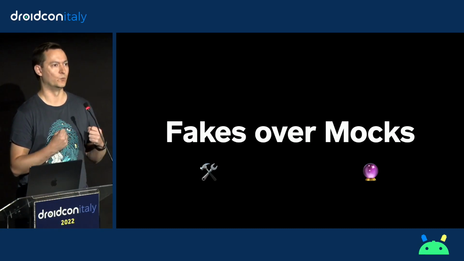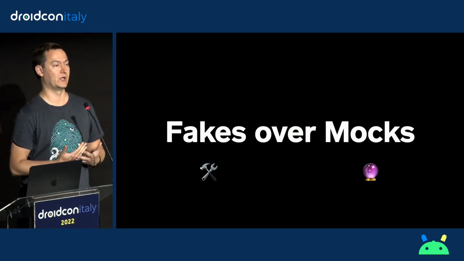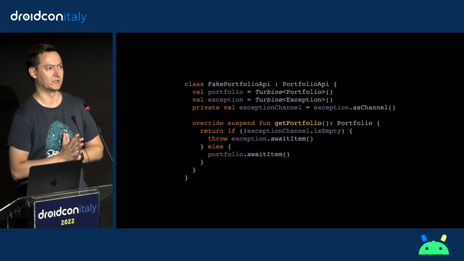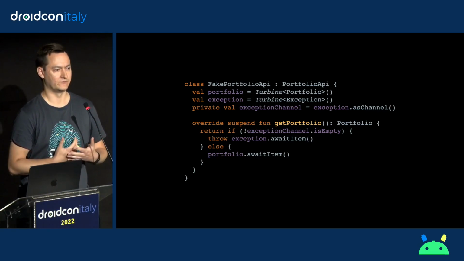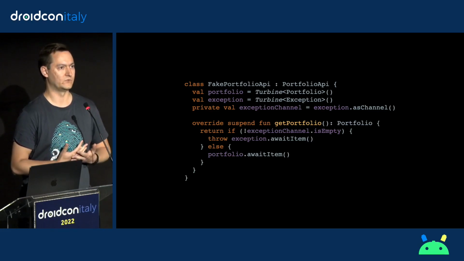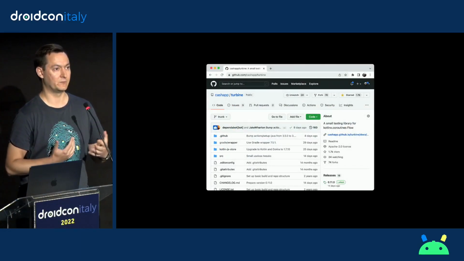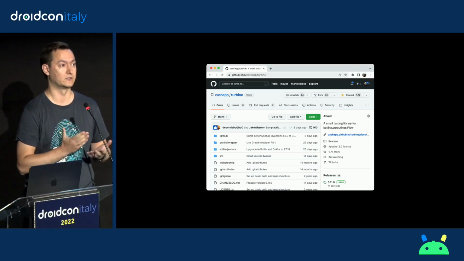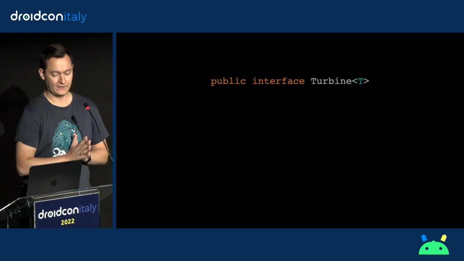You have more control when you implement the fake yourself rather than delegating it to the library. And I can show you an example of how you can create a fake pretty easily. That's essentially the code that we're going to be using for our fake portfolio API. You can see that we have some variables of the type Turbine, and you're probably wondering what the heck is Turbine. Turbine is a library that was developed by Cash App. It essentially has tools for testing Kotlin flows, and not only that, Kotlin coroutines in general. And the API is pretty straightforward and useful.